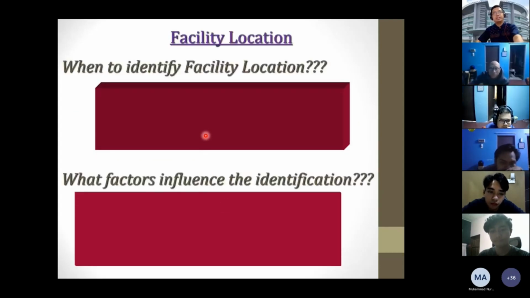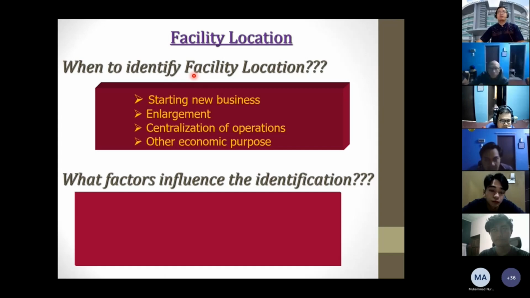When we want to identify the facilities location, the identification is based on 4 criteria. The first one is when we are starting a new business. Number 2, when we want to enlarge our business. Number 3, when we want to centralize the operation. And number 4, for other economic purposes. So these are the 4 criteria when we want to identify the facilities location.